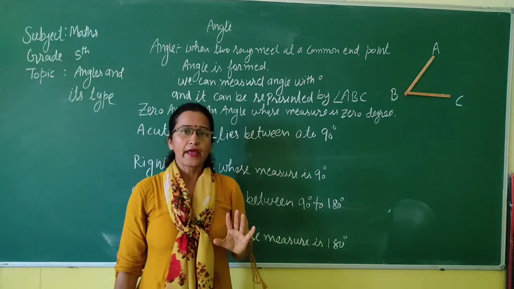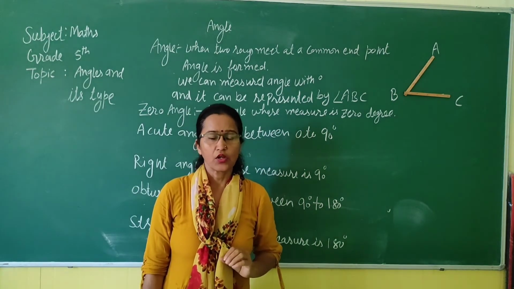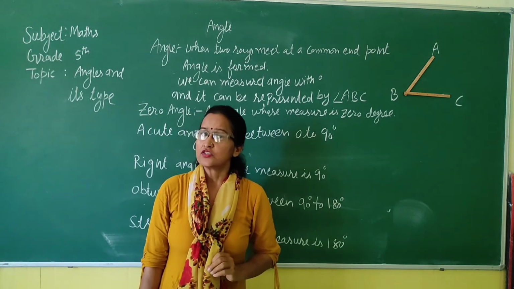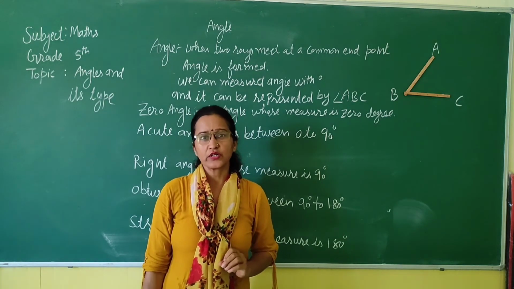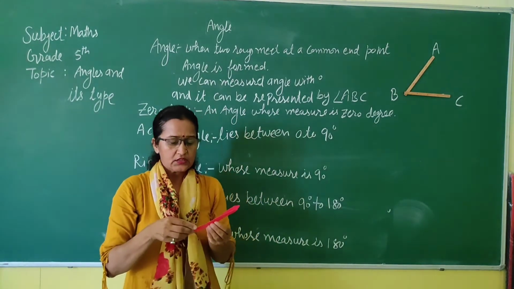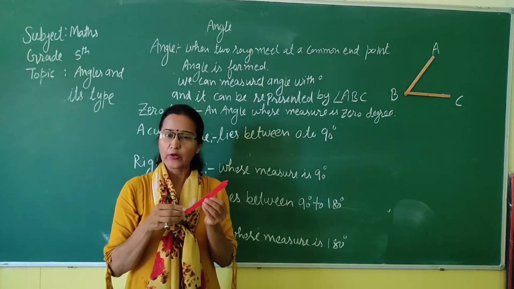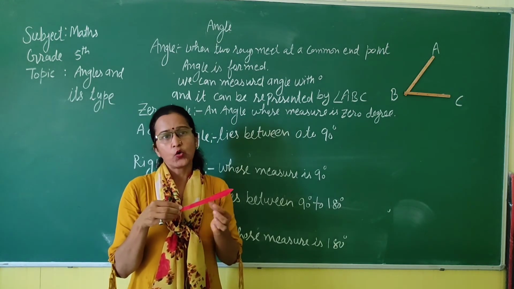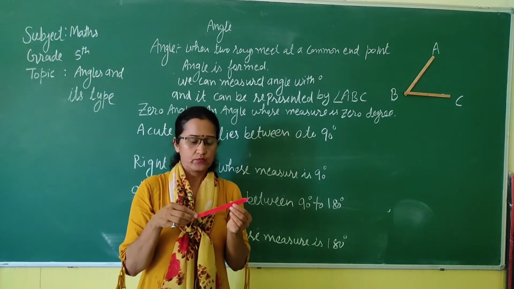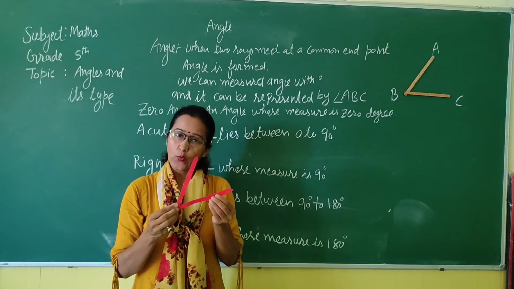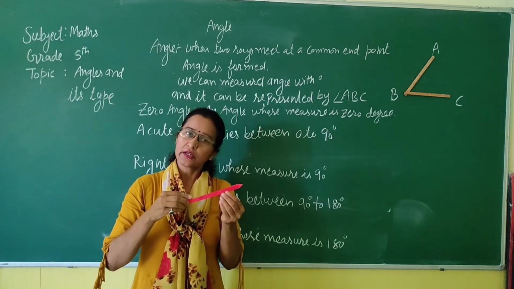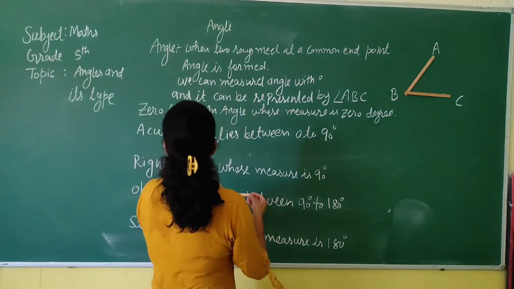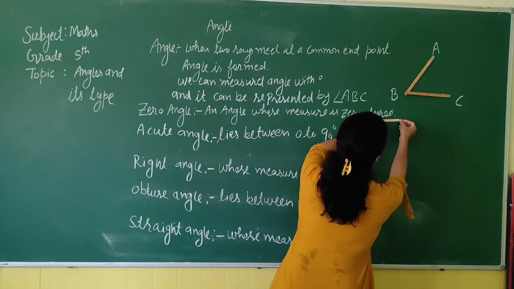We can measure an angle in degrees. Now there are different types of angles. First is the zero angle. A zero angle is one whose measure is 0 degrees. When one ray overlaps the other ray, then a 0 degree angle is formed. So this is a zero angle.